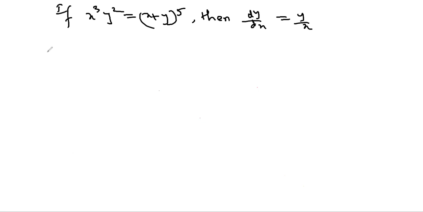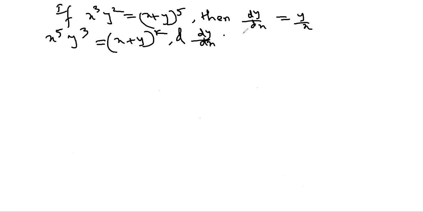Same, another example, that is x raised to 5 into y cube is equal to x plus y raised to k, and dy by dx is equal to y by x. Then what is the value of k? So it is of the form x raised to m, y raised to n equal to x plus y raised to m plus n. And here given that dy by dx equal to y by x, so k equal to how much? What is the answer? k equal to 8.